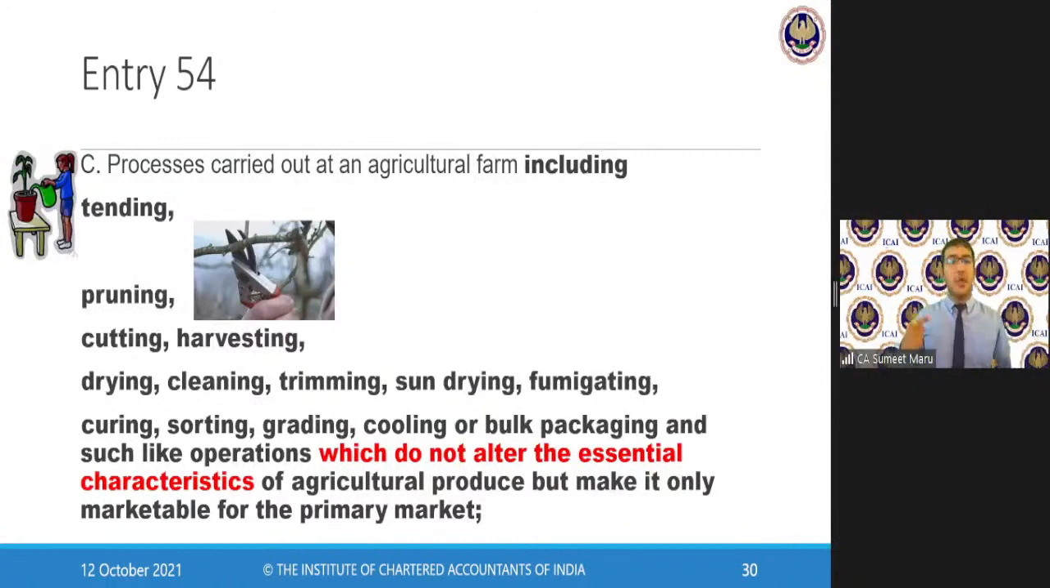Whatever process you do from this list doesn't affect the essential characteristics of that product. Any other process also should not alter the essential characteristics of the product, but should only make it marketable for the primary market. So do anything from this, but it should not alter the essential, and you should make it marketable in the primary market.